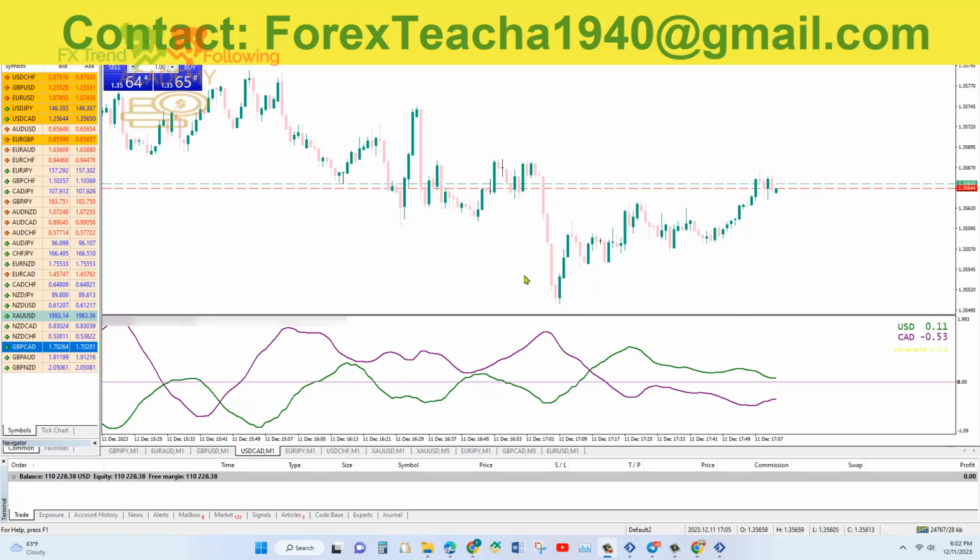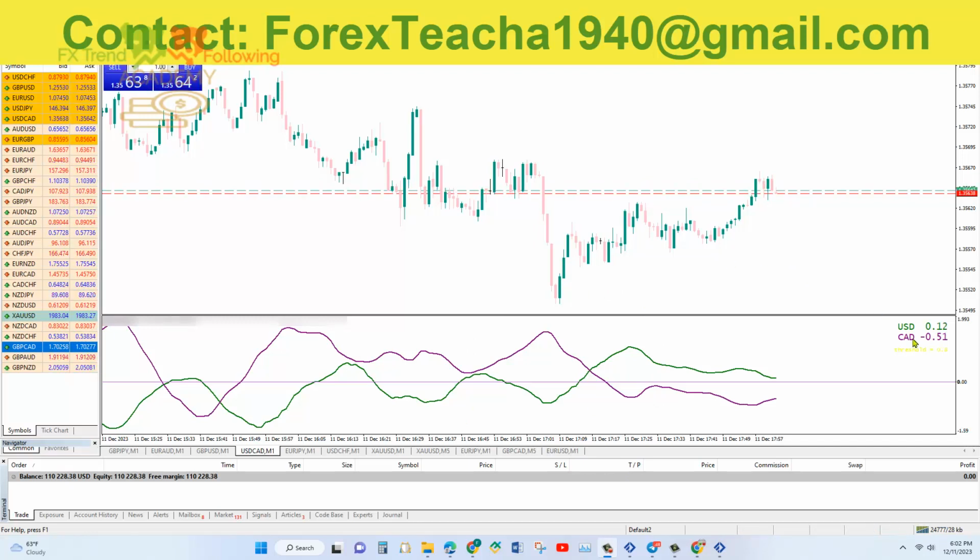So the indicator actually loads at the bottom of the charts, and it also has two lines that represent each currency. So in this case, this is USD CAD, which means the green line is for the USD, and then the CAD is represented by this purple line that you see.